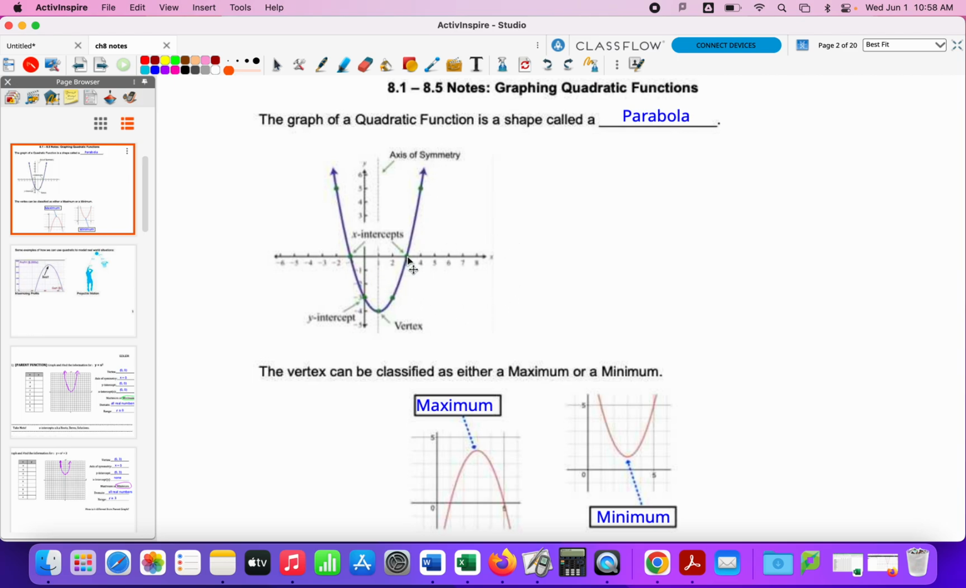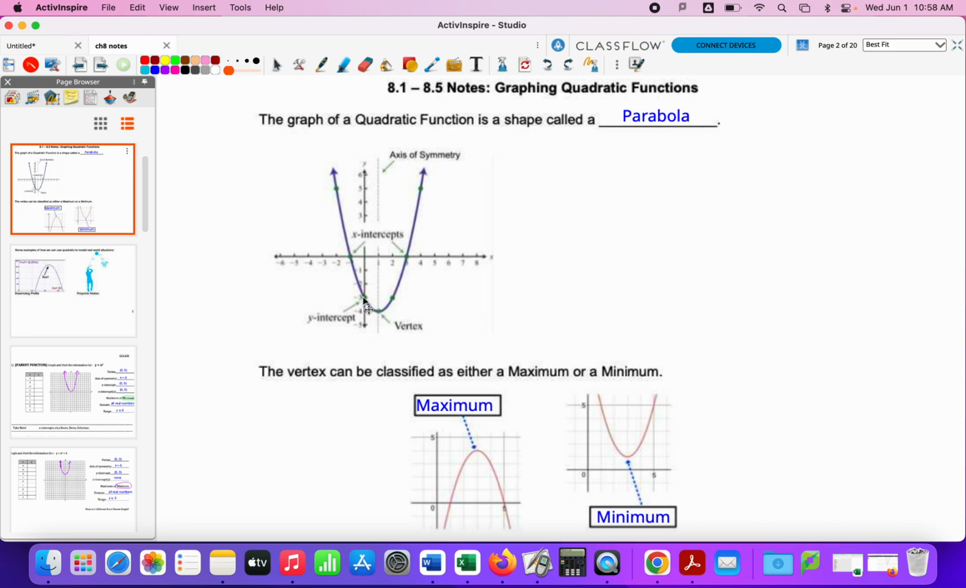You've got some x-intercepts, so it might cross more than once. We've got a y-intercept here. We've got something called a vertex. A vertex is the lowest point, or it could be the highest point if the curve goes the other way. Notice it's a unique point. It's the only one of its kind.